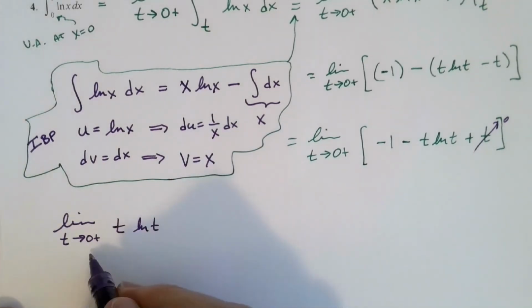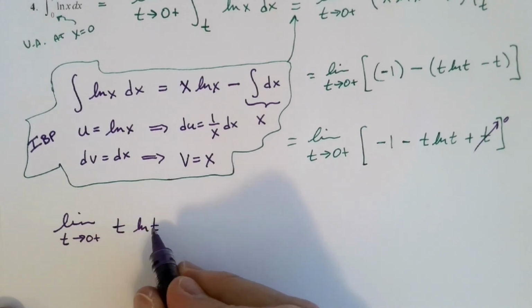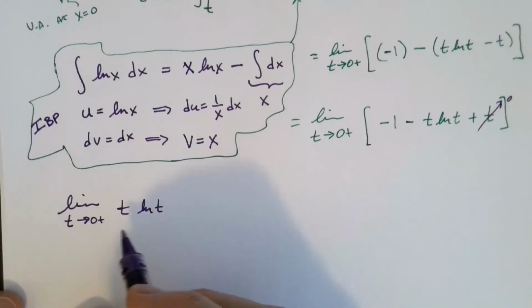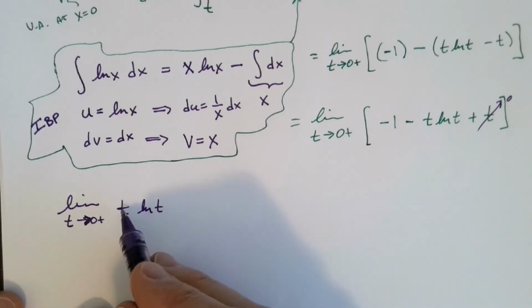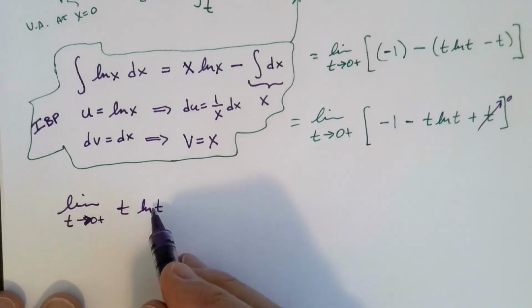Some might say, well, if I plug in t as 0, 0 times anything is 0, so it's 0, right? Well, not so fast. When we say limit as t approaches 0 from the positive side, we're guaranteed that t is never equal to 0. It's close to 0, but it's never equal to 0.